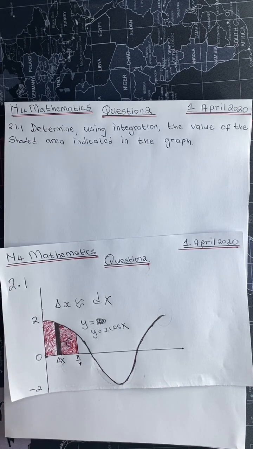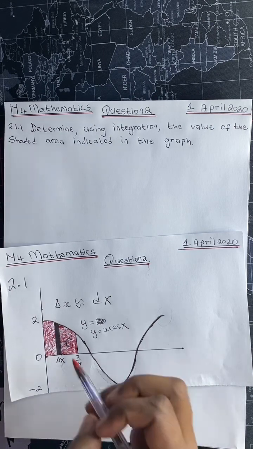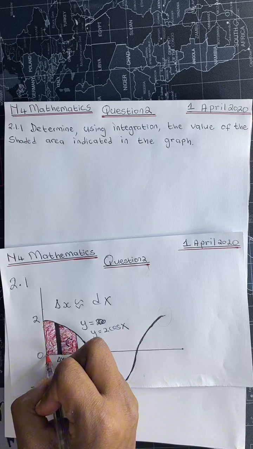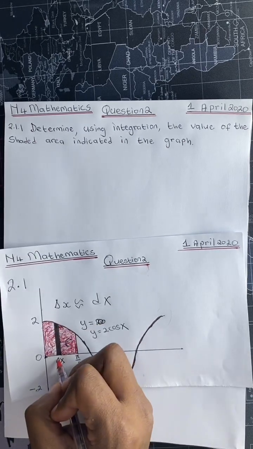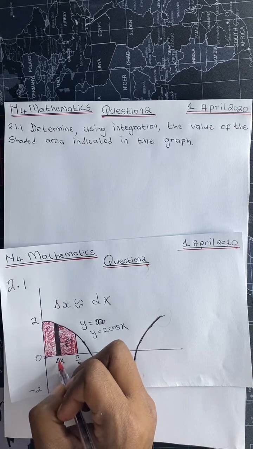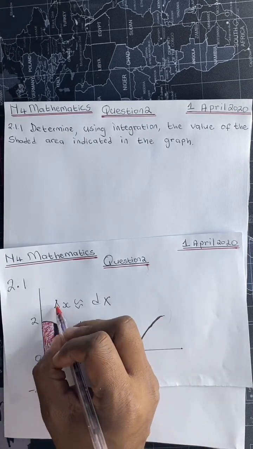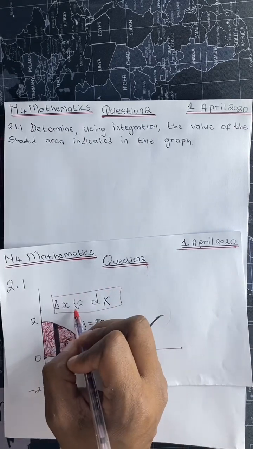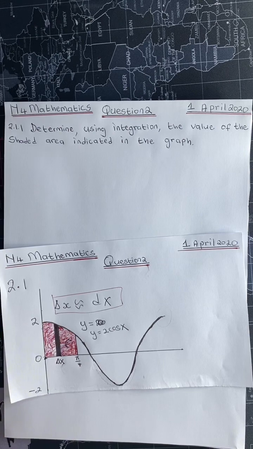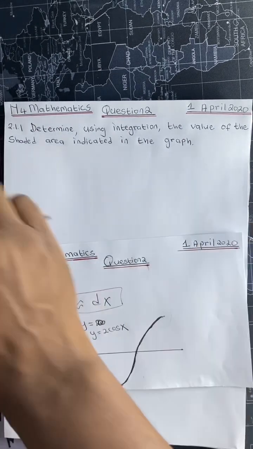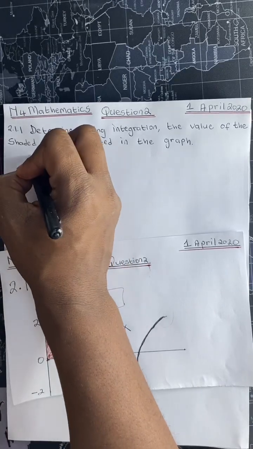Question 2.1, we are given the graph of y equals 2 cos x, and we are also given a shaded area from 0 to pi over 4 and a vertical strip. So we have delta x because of that vertical strip, and delta x, this was not given, is equivalent to dx. Question 2.1.1, we have to determine using integration the value of the shaded area in the graph. So we use the formula from the formula sheet.